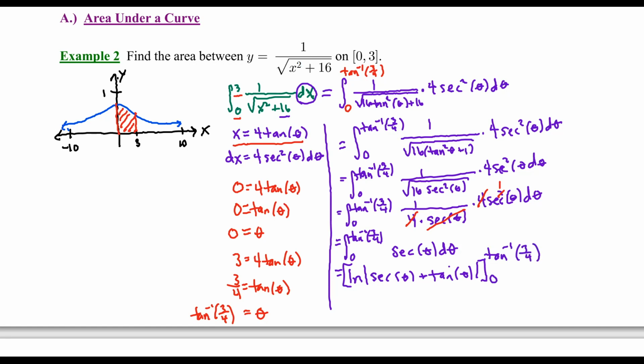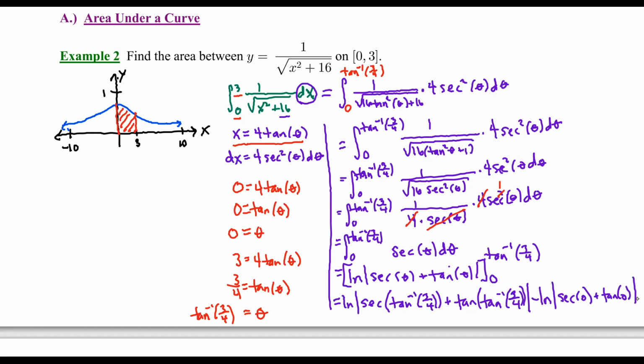Plugging in our upper limit of integration, we have the natural log of the absolute value of secant of inverse tangent of 3/4 plus tangent of inverse tangent of 3/4. That one won't be so bad to evaluate. There's our upper limit minus the lower limit, which is natural log of the absolute value of secant of 0 plus tangent of 0. Now I'm going to look at the easy part first, looking at the antiderivative evaluated at the lower limit of integration.